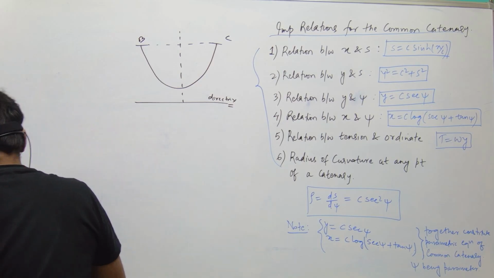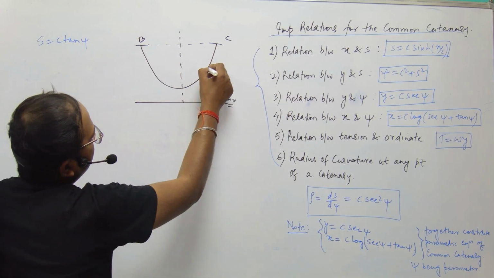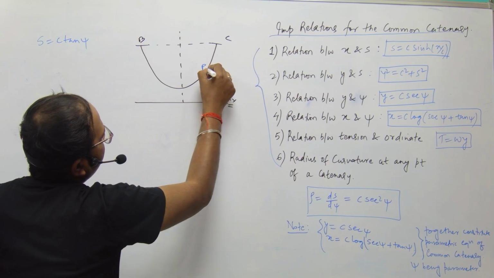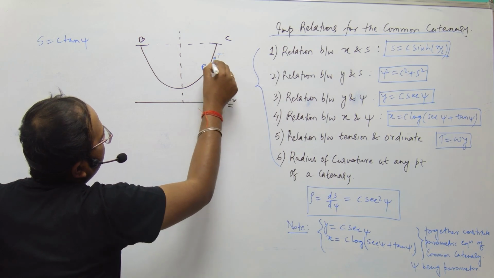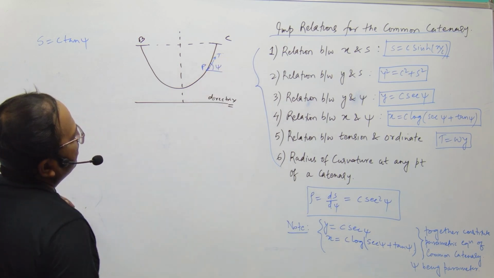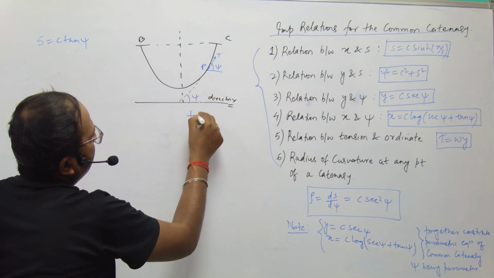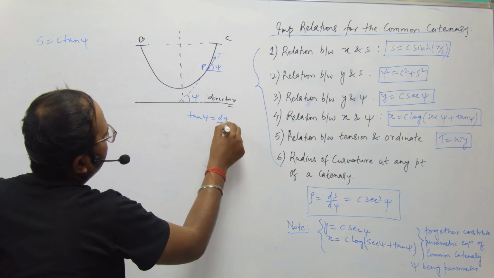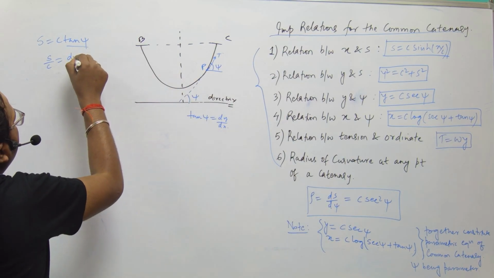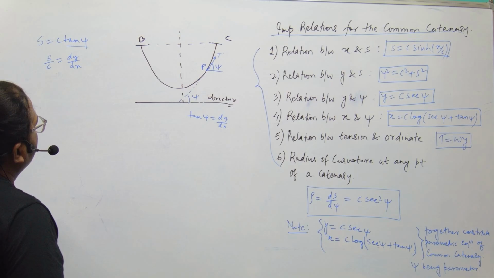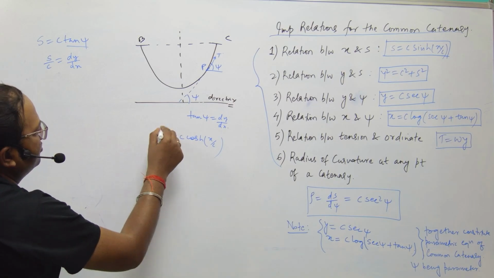So we have s is equal to c tan psi. Psi is the angle made by the tension at a point P with the horizontal, and this psi is nothing but the slope at this particular point. So tan psi is equal to dy upon dx. So s upon c is equal to tan psi, and tan psi is equal to dy upon dx. And we have the Cartesian equation y is equal to c cosh x upon c. Let us place the value here.